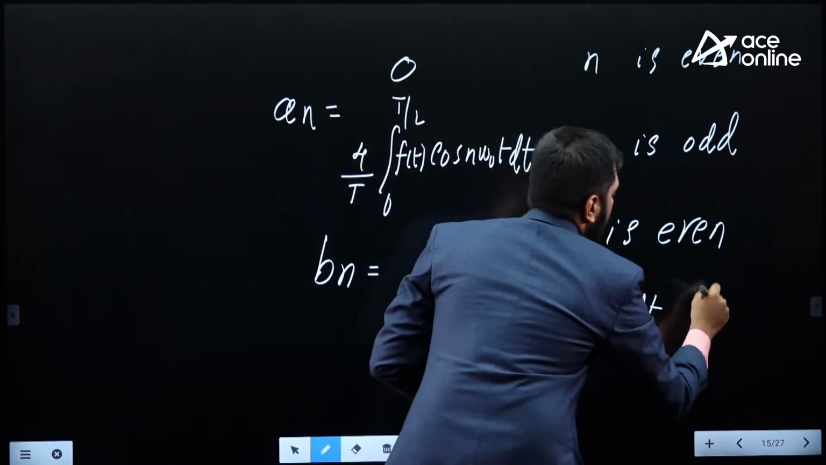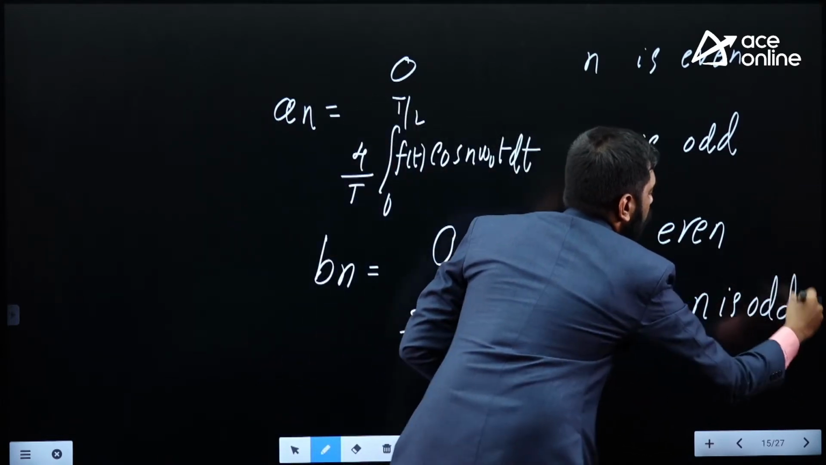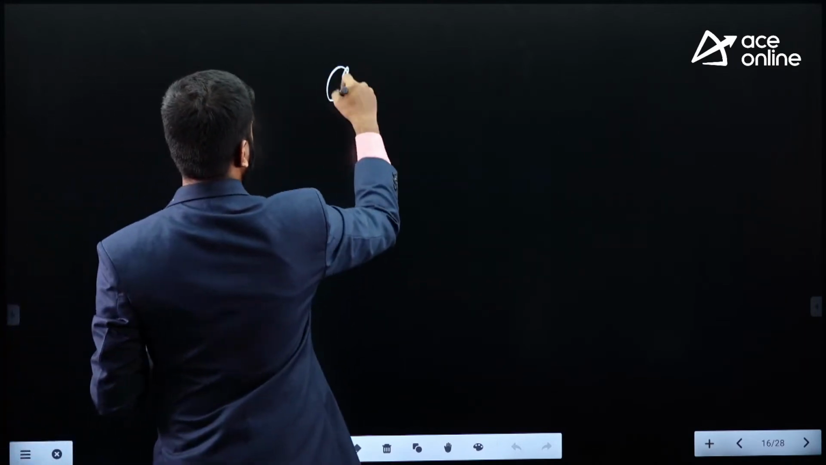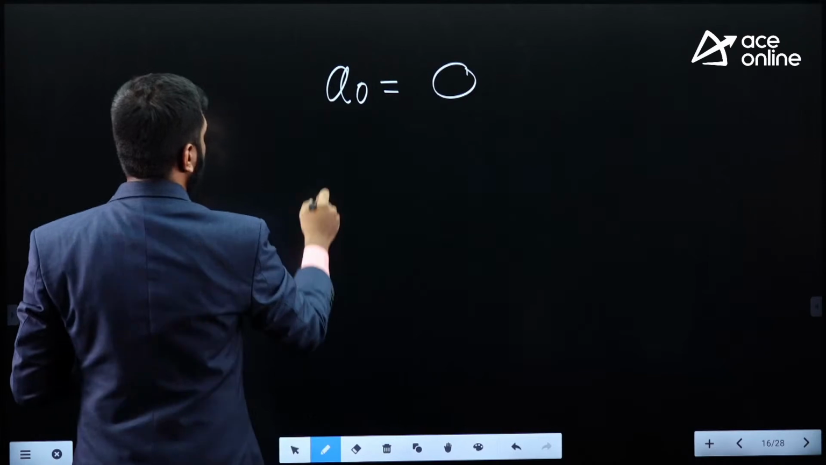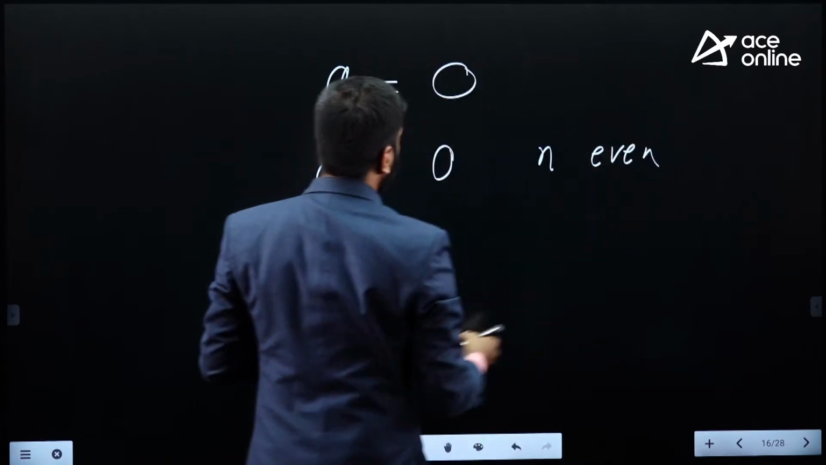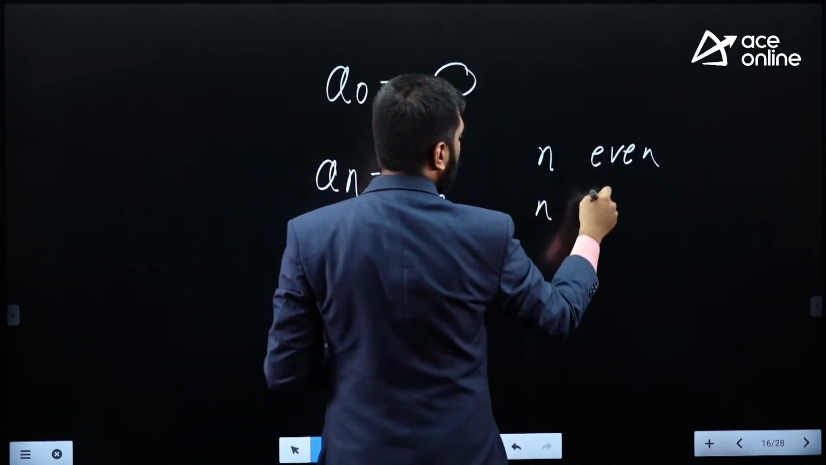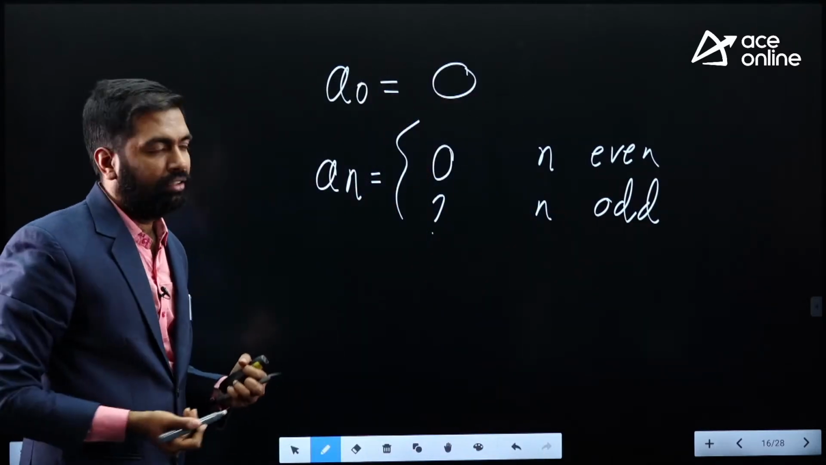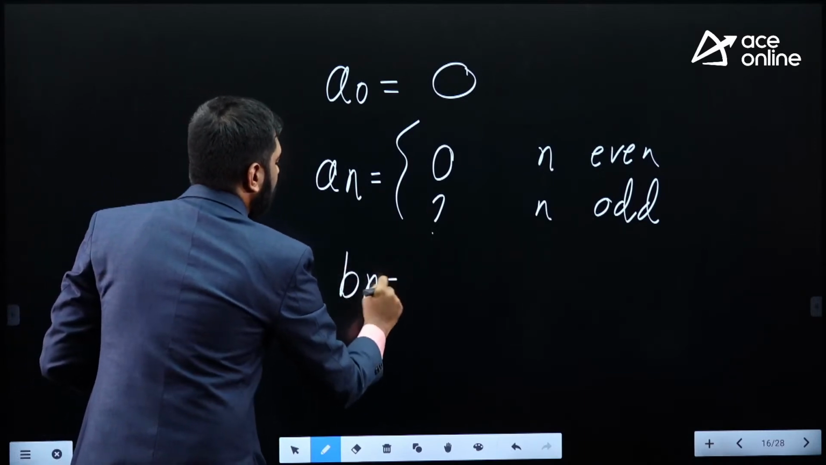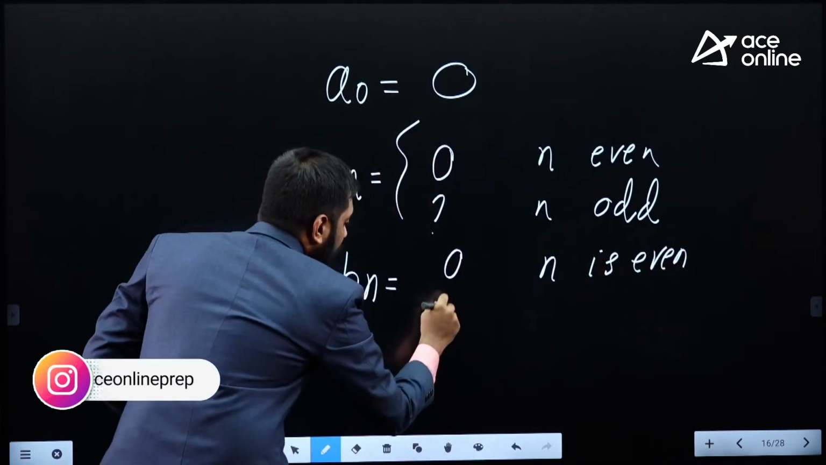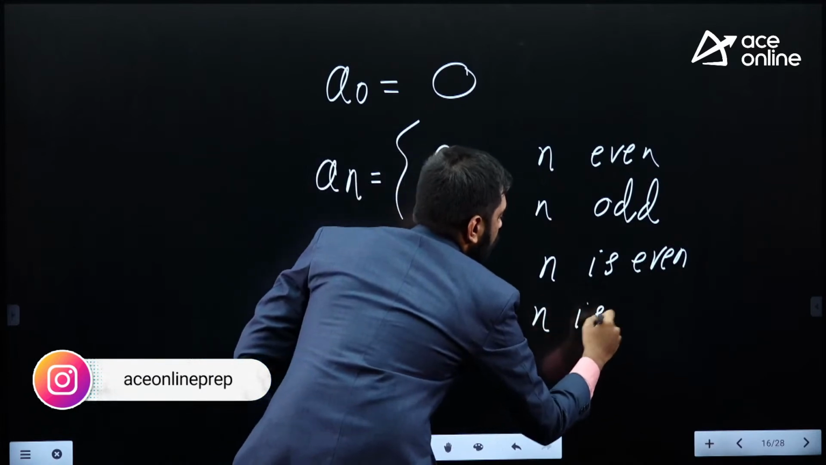And this is true when n is odd. So finally, what's the comment? The comment is that whenever you are working with half wave symmetric waveforms, A naught value is 0. What about An? An is also 0 for even n, and you have to find the value of An whenever n is odd. What about Bn? Same observations. For Bn also it's 0 whenever n is even, and you need to find the value of Bn whenever n is odd.